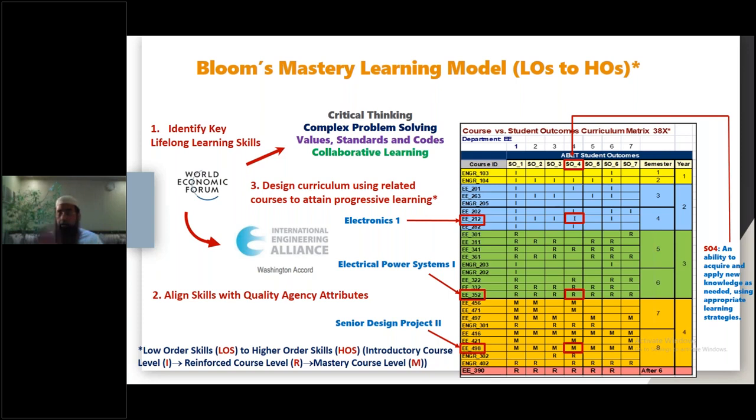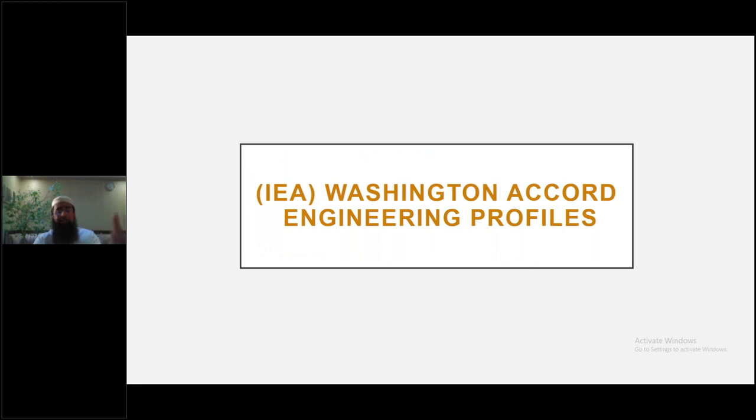You're plugging in the skills in an appropriate context and developing a low order to higher order learning, which happens both at the inter-course and intra-course level. And so the highest learning happens at senior project design or capstone. And we are also identifying which student outcome we're talking about. This is just about integrating skills into the curriculum.